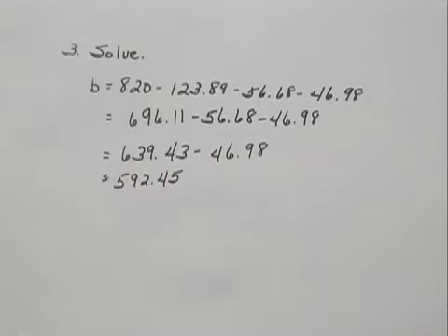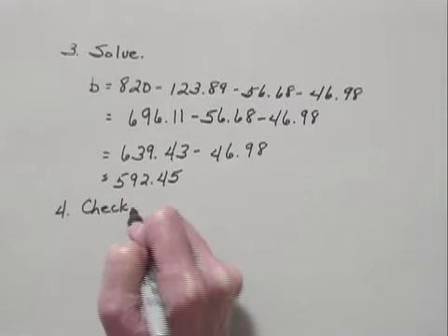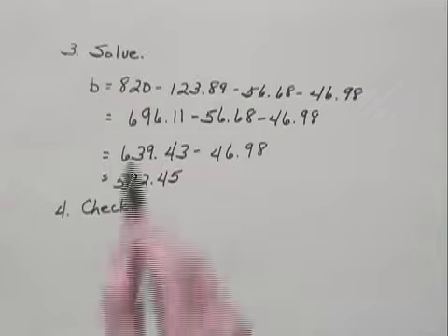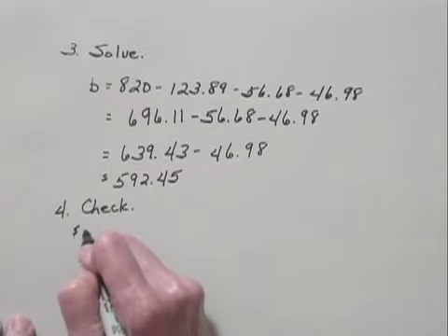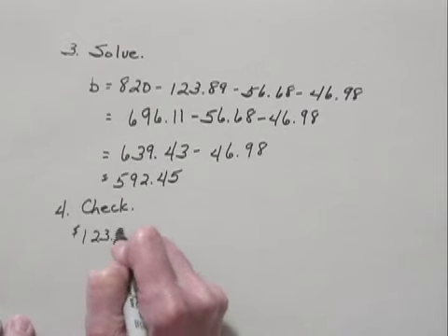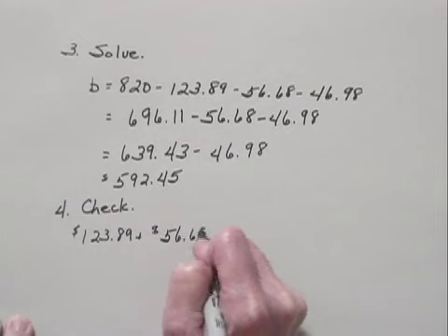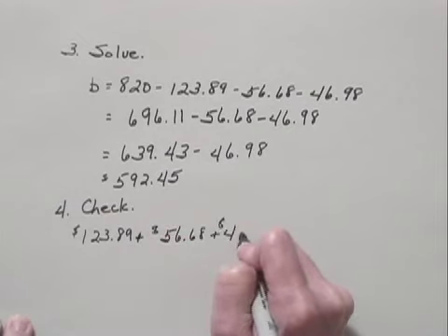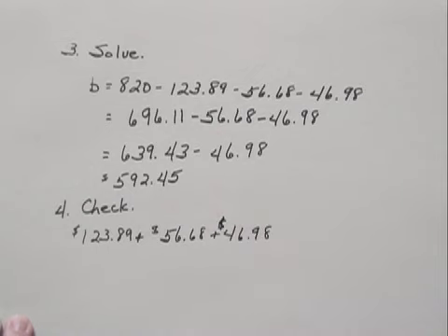And we need to check this in the original problem. The fourth step of our problem-solving process is to check. One way that we could check this is to add up the total amounts of the purchases and then subtract that from the original balance to see if we get this number. So let's do that. We had $123.89 plus $56.68 plus $46.98 for the total amounts of the purchases.